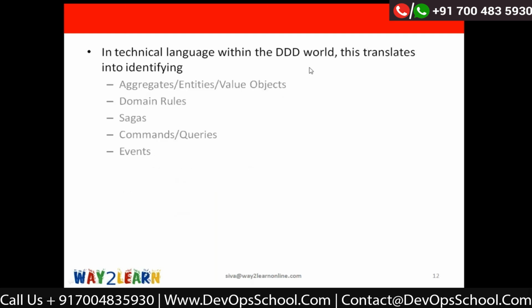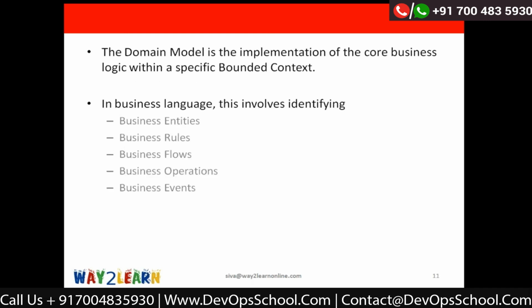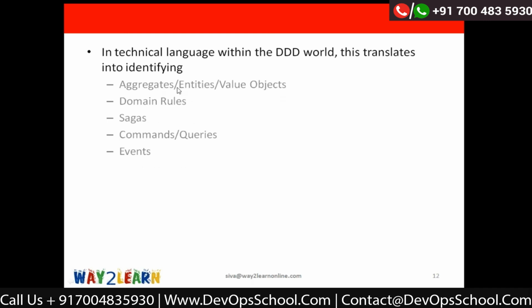In the technical terminology of DDD, this translates to aggregates or entities or value objects, domain rules, sagas, commands, queries, or events, right? So basically, in your organization, if you are working on any application, you will be having your domain expert, right? Business analyst. So the business analyst is the one who knows about the business very much more than a developer, right? So in business language, your business analyst will have to identify in the business what are all the entities or what are the business rules, flows, operations. But I am a technical person. I may not be able to understand whatever a domain analyst or domain expert or business analyst is speaking. For me, these business entities are nothing but, in my technical language, aggregates or entities or value objects.